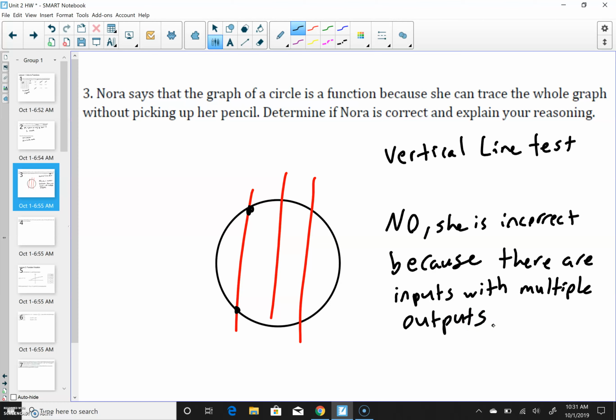Although the vertical line test is helpful, it does not actually tell us a real explanation. We want to make sure we relate everything back to our statement that a function is each input has at most 1 output. And if you can find a location, such as here and here, where a certain input has more than 1 output, then you know it's not a function.